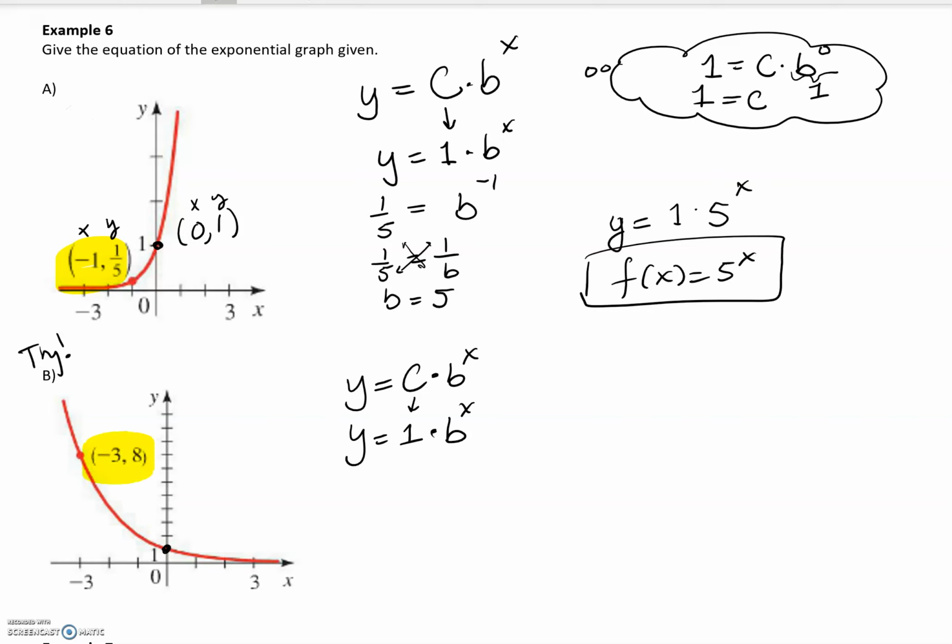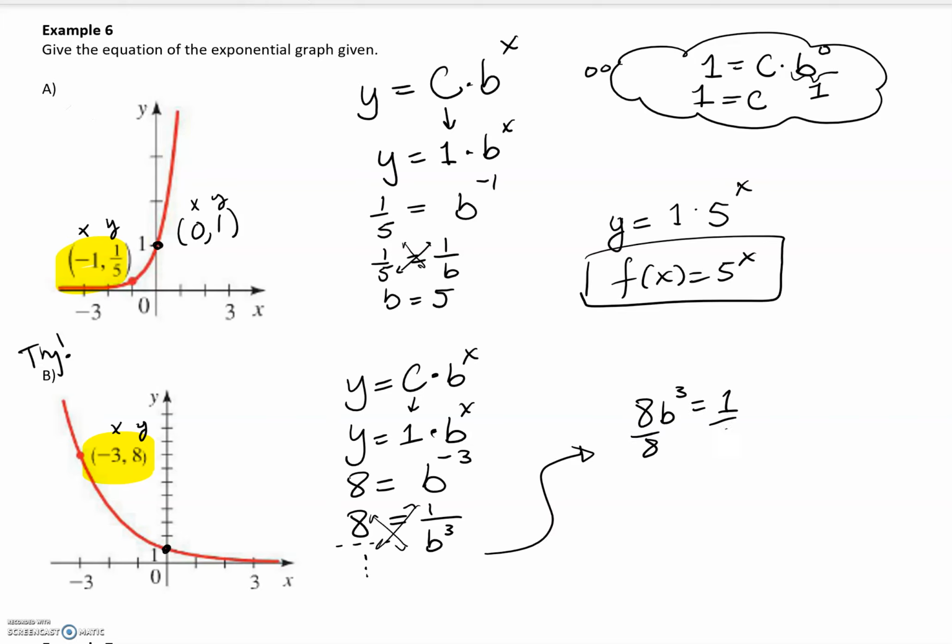Then they're giving me this ordered pair. So I have my x and my y. My y is 8 and my x is -3. So basically I have 8 equals 1 over b cubed that I'm dealing with. If I think of that as 8 over 1 and do a cross multiplying, I'm going to get 8b cubed equals 1. In other words, b cubed equals 1/8. And we can get to our b value being 1 over 2.